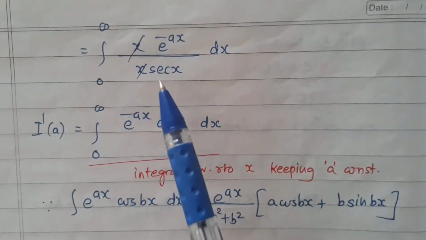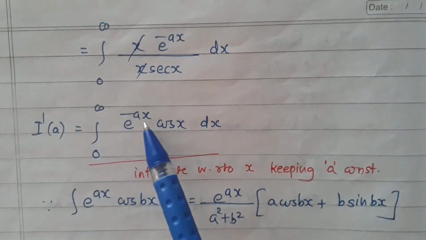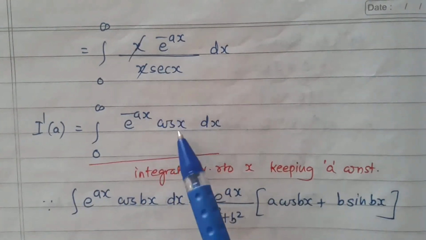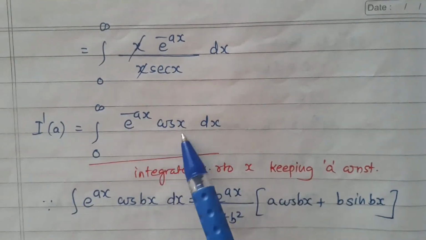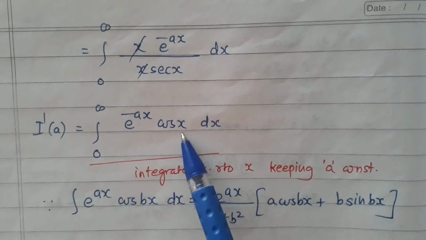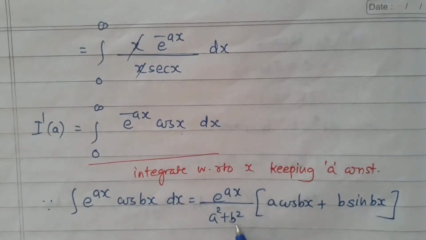Cancel x here. I dash of a is equal to the integral from 0 to infinity of e raised to minus ax, 1 upon sec x is cos x, dx. This is one type of standard integral. You can easily evaluate the value of this integral with respect to x using this standard formula.